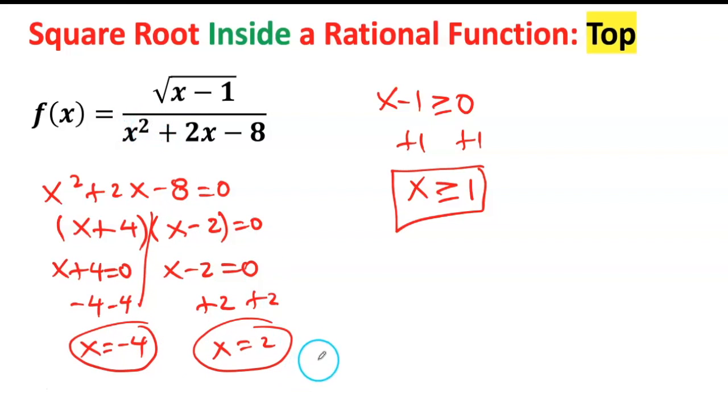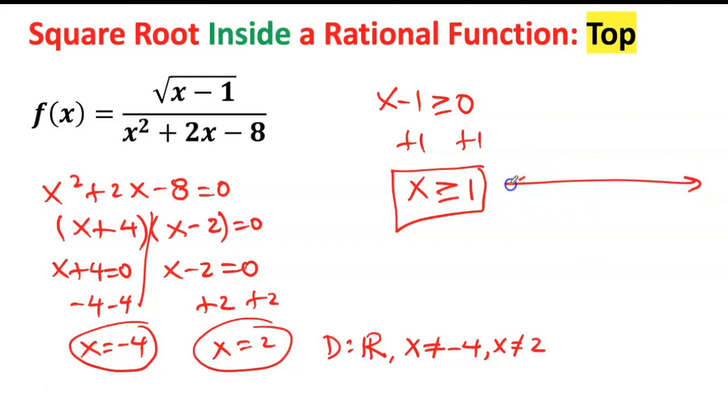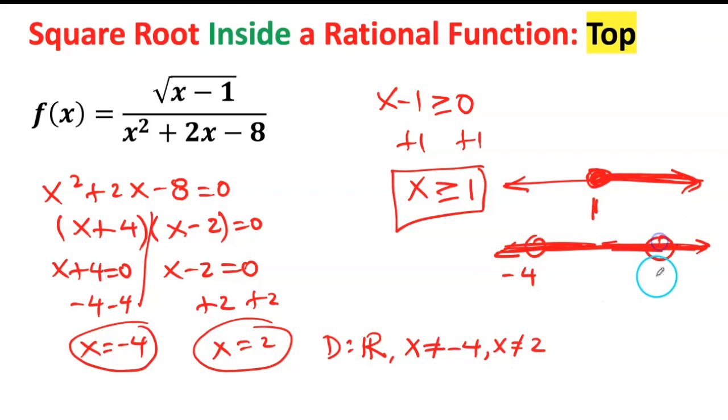So according to the denominator, my domain is all real except the values of negative 4 and positive 2. My numerator is all x greater than or equal to 1. So let's graph this. My numerator is going to be this, 1 and greater. My denominator is going to be all real, but I don't want the -4, and I don't want the +2.